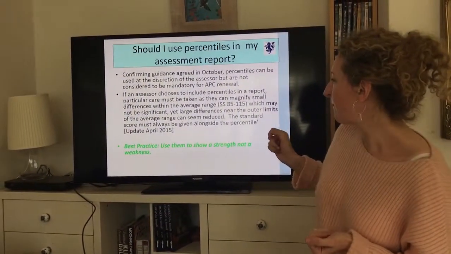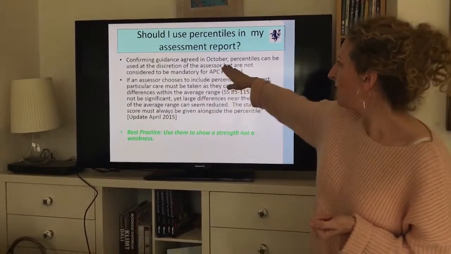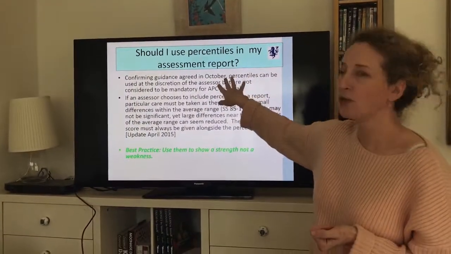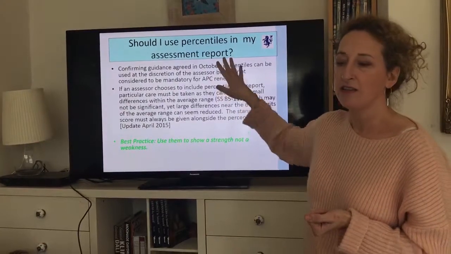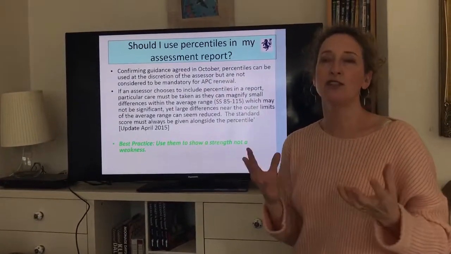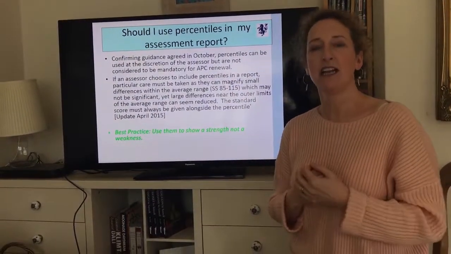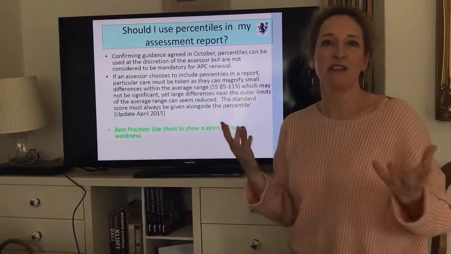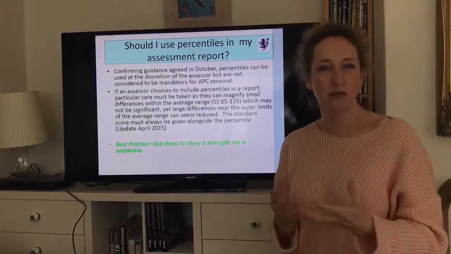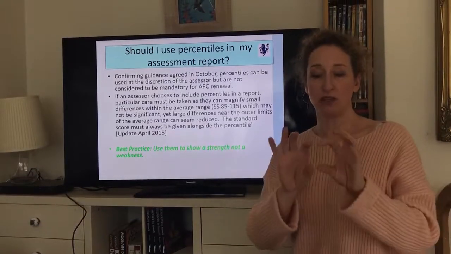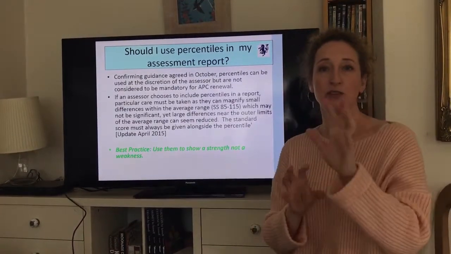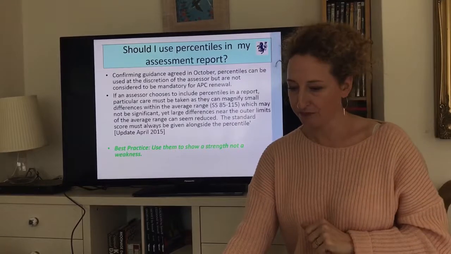So I've written that in green there, and here it does say it's used at the discretion of the assessor. So it can be great if you've got a strength that's in the verbal domain and you want to say they're in the 85th percentile for that, then that's great. And obviously at the back of your assessment you'll explain what percentiles are when you're describing all your technical terms.